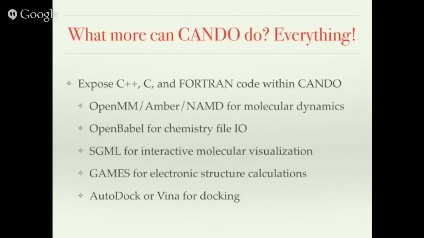I can hook in all this external software as well. I've hooked in LLVM and Clang. The same way I can hook in things like OpenMM to do molecular dynamics, or Amber, or OpenBabel. OpenBabel is software that will convert 100 different chemistry file formats into 100 other file formats. One of my collaborators on the internet is hooking in SGML, so we can get OpenGL graphics in there. We could do electronic structure calculations. We can hook all this code in and expose it to the Common Lisp environment, and then you could use it from within Clasp rather than running separate standalone programs.